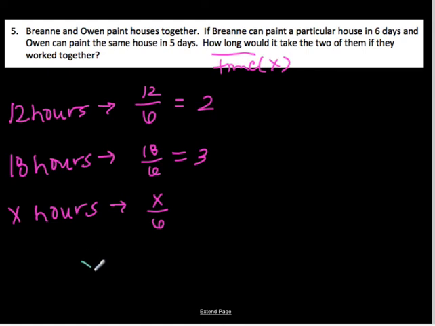And then the same idea with Owen. Okay, they're working together, so we're going to add it. Owen can paint the house in 5 days. So same idea. If I have 10 hours, 10 divided by 5 will give me 2 houses he could do. So if I have x hours, it's x divided by 5.